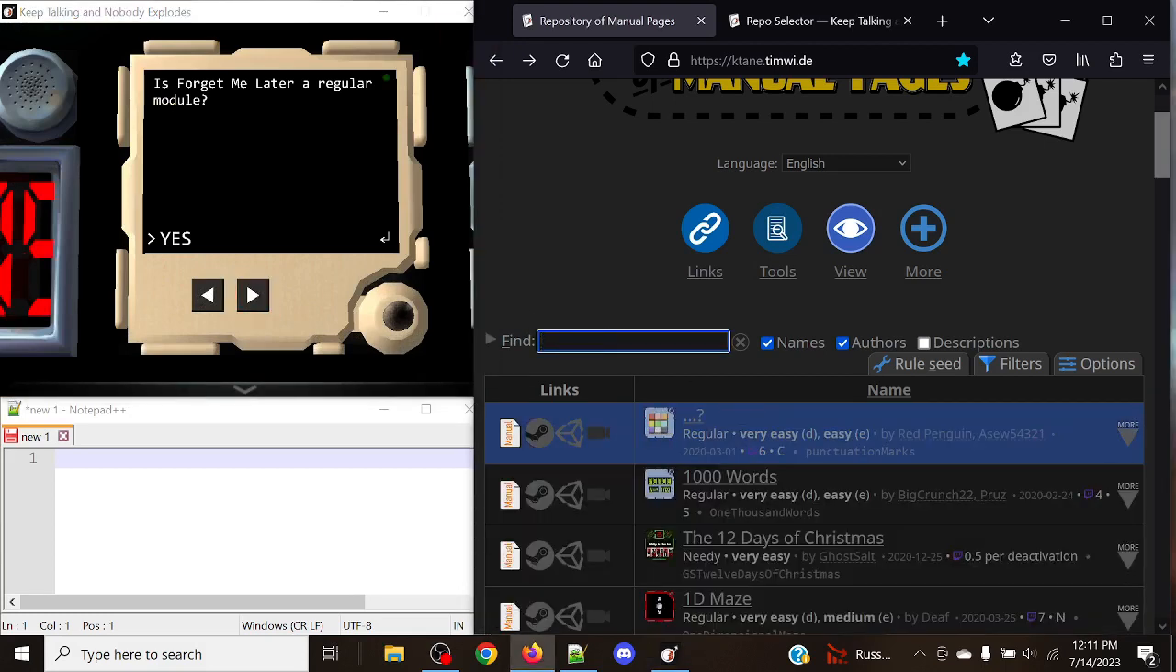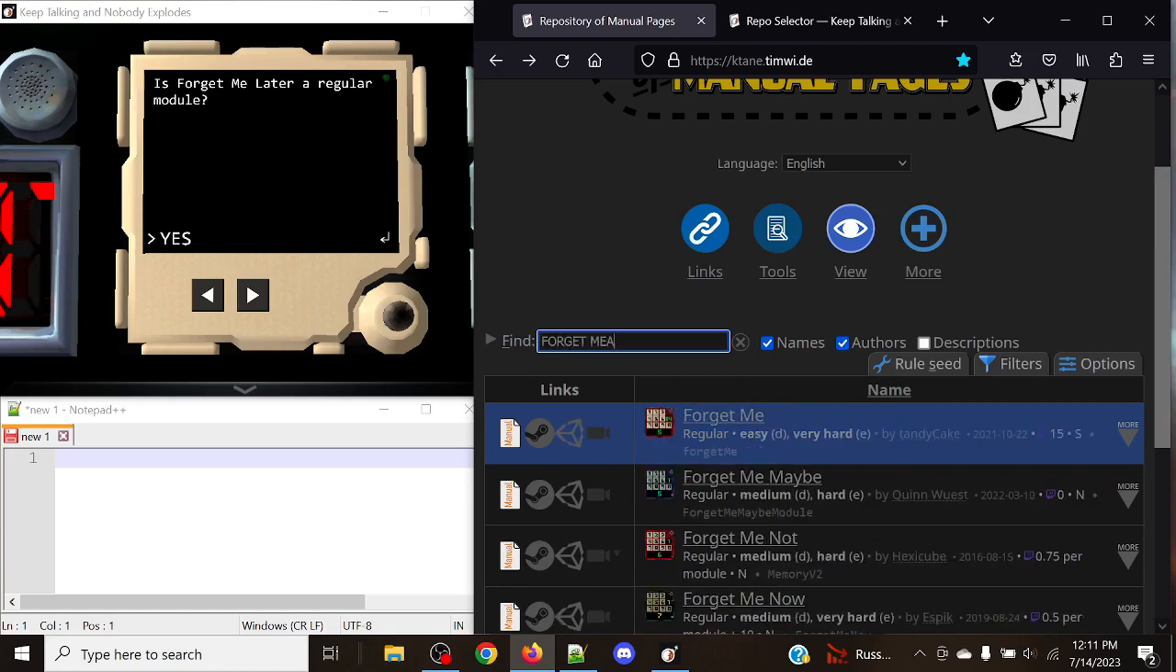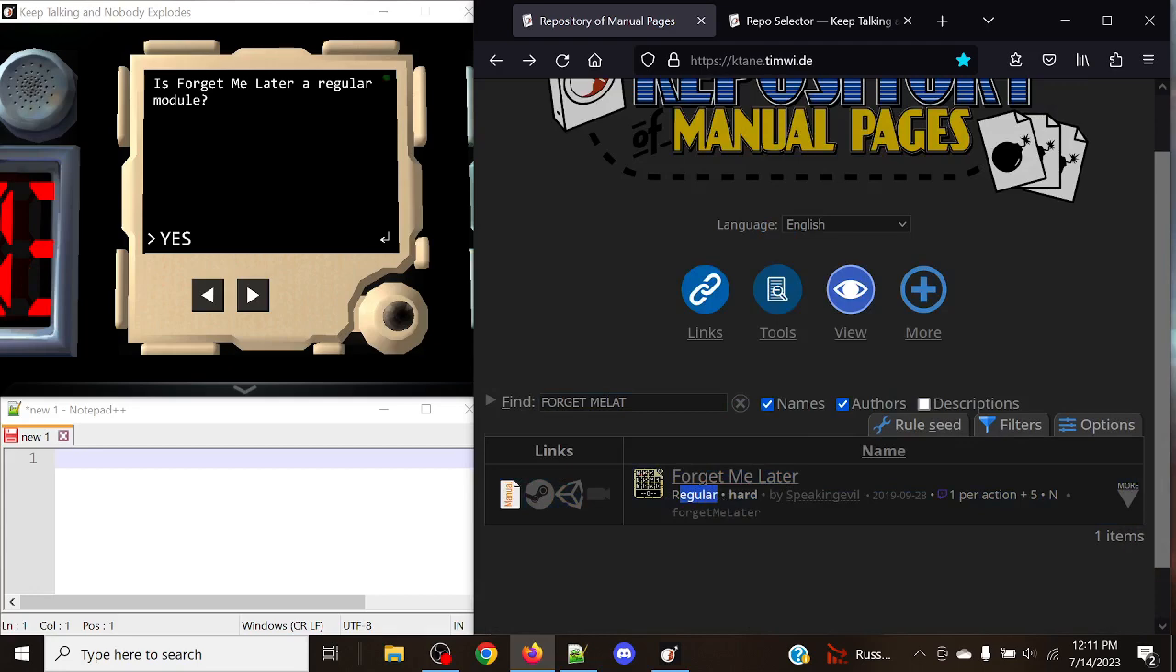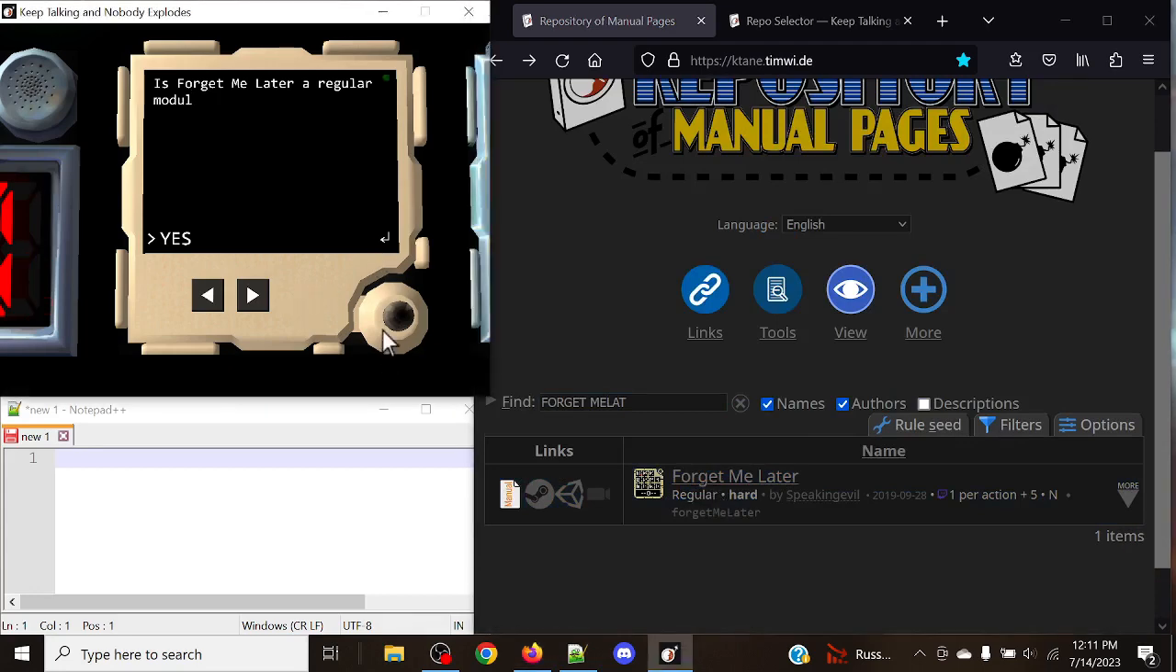Is Forget Me Later a regular module? So Forget Me Later, for those of you who do not know what that module is, it is a regular module, as you can see right there. So that is going to be a yes.